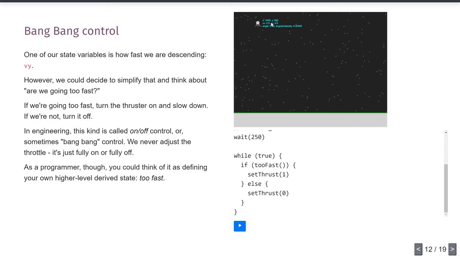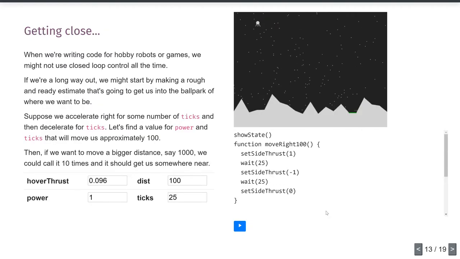All right. That is controlling it vertically. Let's have a look, however, at this problem that our landing pad is not directly underneath us. Our landing pad is all the way over here. How are we going to control ourselves to get from there over here?